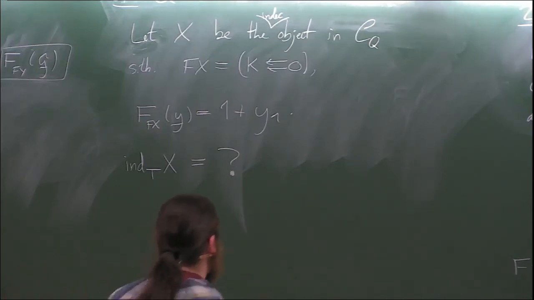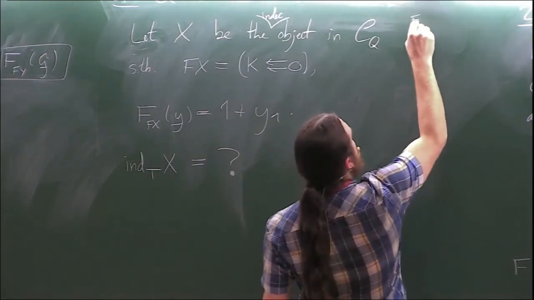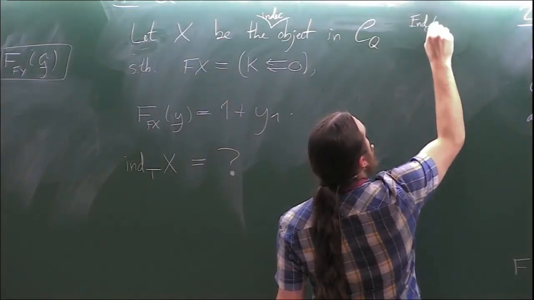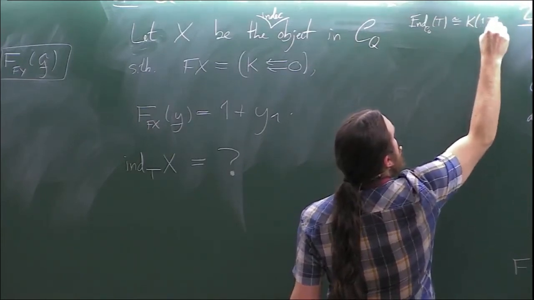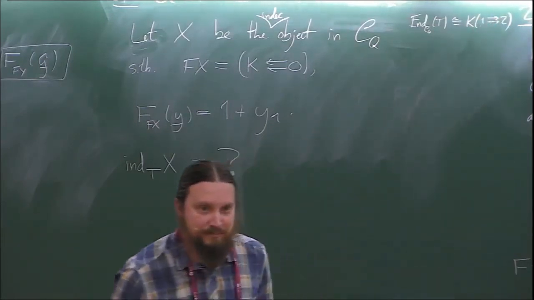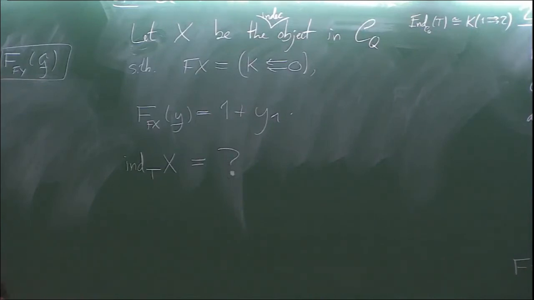Yes, so maybe I should say that the endomorphism algebra of T is isomorphic to the path algebra of the Kronecker quiver. So I really end up in the module category of the Kronecker quiver. And the choice that I've made ensures that if this is the object X in the cluster category, then when I apply F, I get this module of dimension vector (1, 0).